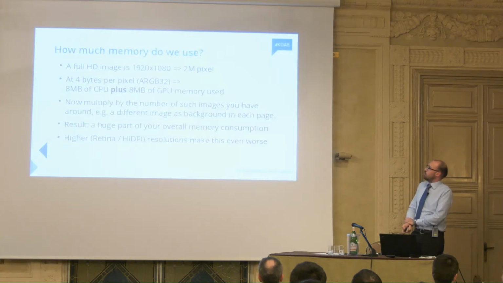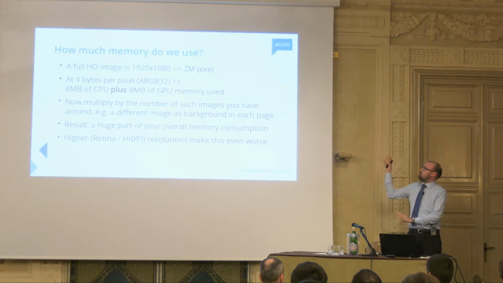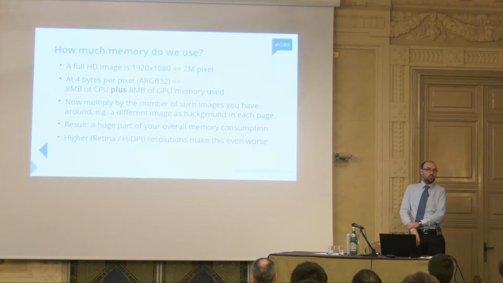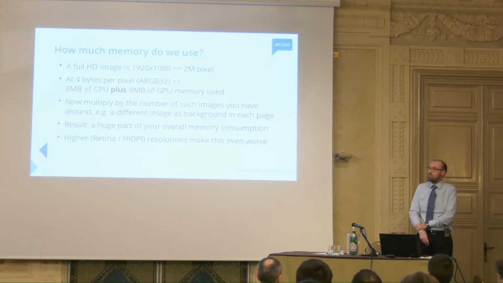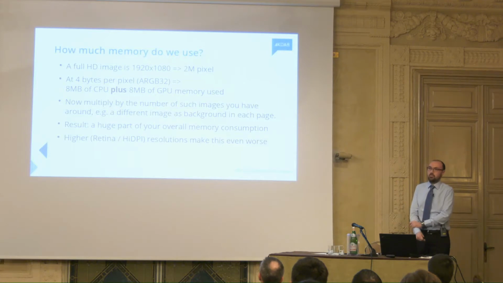And how much does this cost? Well, let's consider that I'm building a fancy application. I'm just considering one particular background for my application. So if I consider a full HD image, that's roughly 2 megapixels. And as I just told you, the only format that QtQuick understands is 4 bytes per pixel, which means 8 megabytes of CPU memory plus 8 megabytes of GPU memory used by one single image inside your application.